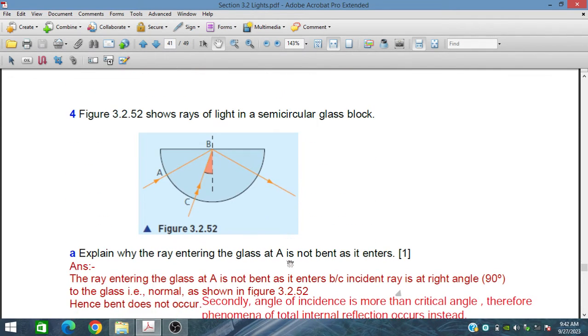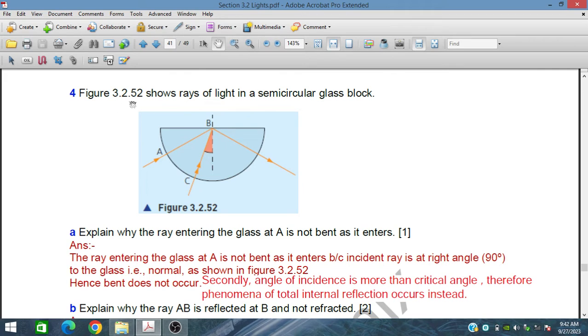Now question number 4. Figure 3.2.52 shows rays of light in a semicircular glass block. Explain why the ray entering the glass at A is not bent as it enters. The ray entering the glass at A is not bent because the incident ray is at right angles to the glass. If we place a tangent here, the ray is entering at 90 degrees, so it will not be refracted, but basically it passes into the glass.